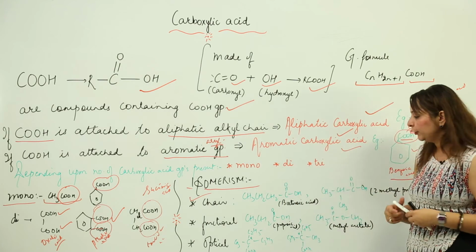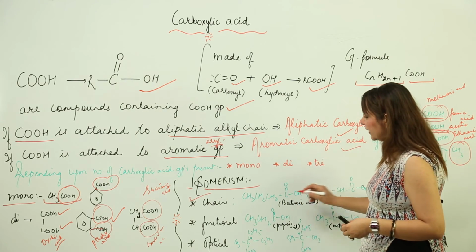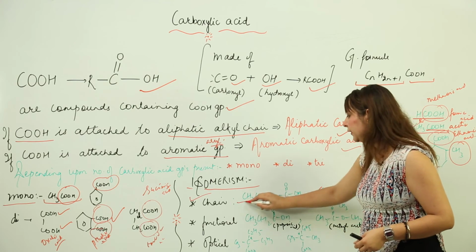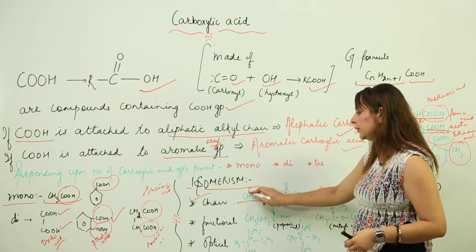I have an example for you. See, in this case we have butanoic acid. It is CH3, CH2, CH2, COOH. So how many carbons in a straight chain? 1, 2, 3 and 4, right.